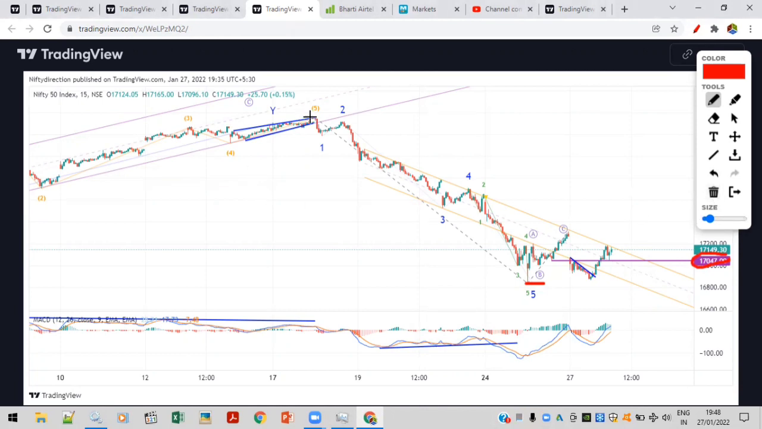So this was the view that 1, 2, 3, 4 and fifth wave completed here, and A, B, C are completed here. So this is one correction completed. Since the fall was long, the correction will also be a bit longer. It won't go down that easily. So that's what our view was.